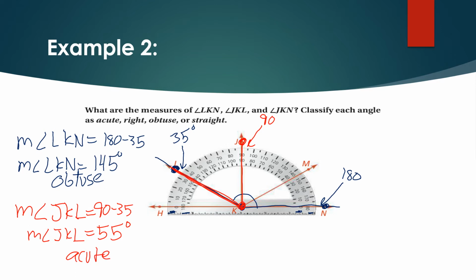We've got one more angle to look at, angle JKN. So J, K, and N. Well, luckily, these are points that we've used before. If I'm sticking with the outside scale, J is at 90, N is at 180. So the measure of angle JKN is 180 minus 90. So the measure of angle JKN should be 90 degrees, which makes it a right angle.